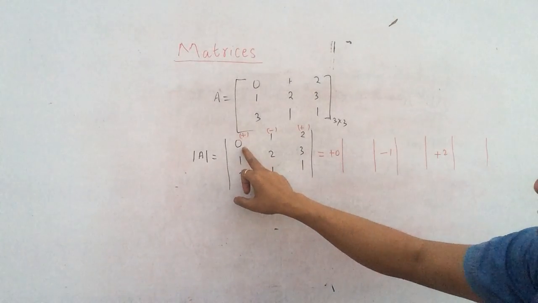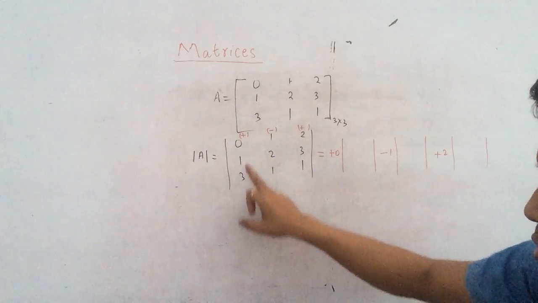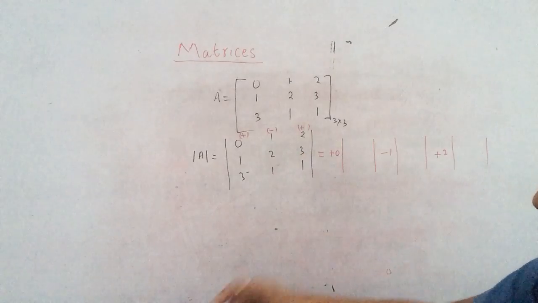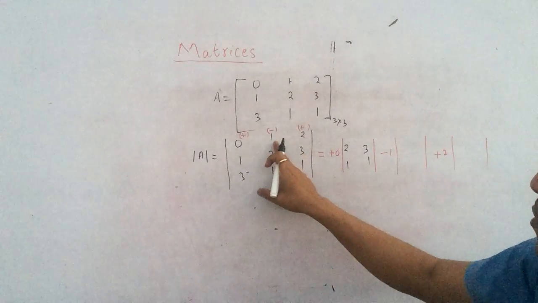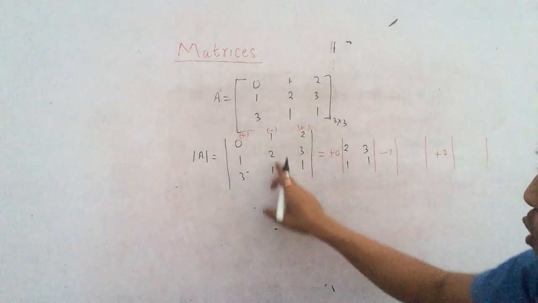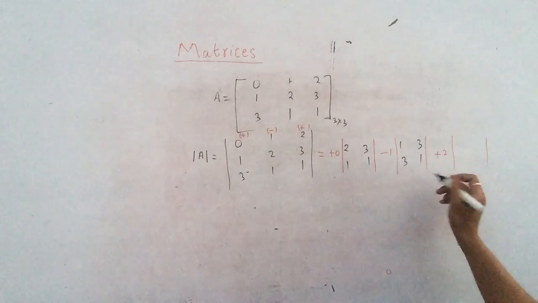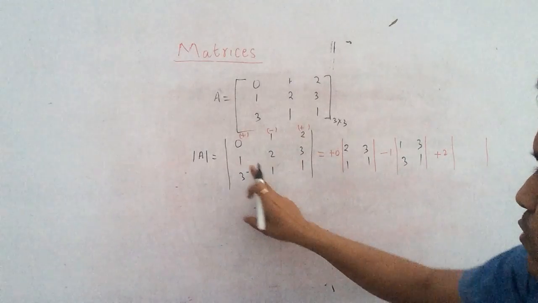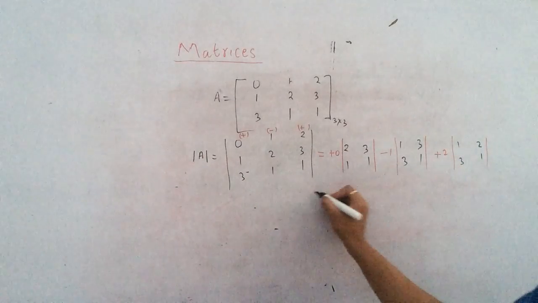You have chosen plus 0 here. Remove the first row and first column. What would you get? 2, 1, 3, 1. You have chosen minus 1 here. Remove that row and that column. You would get 1, 3, 3, 1. Plus 2. Remove that row and that column. You will get 1, 3, 2, 1. Solve it now.